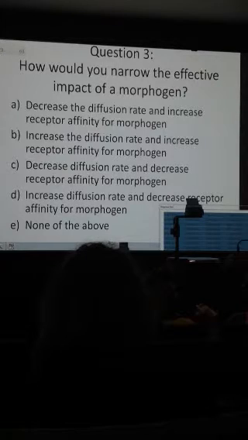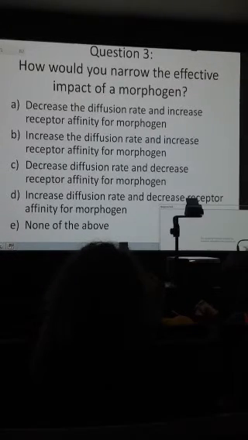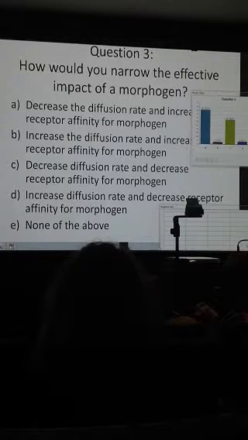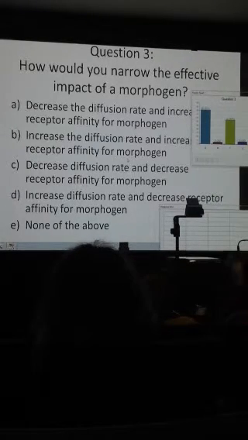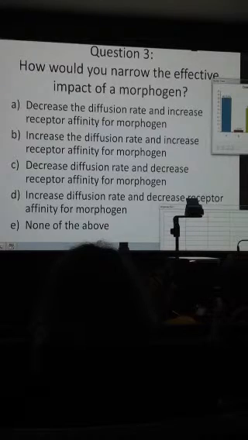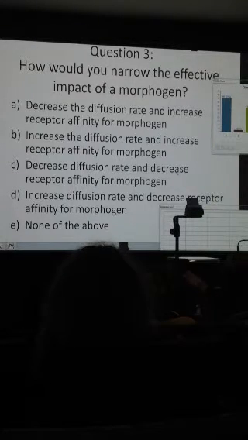I'm talking about the receptor being able to bind to the morphogen. So the majority said A, with a close second being C. The correct answer is C. So you want to decrease the diffusion rate and decrease the receptor affinity. So why do you want to do that? How does that work?